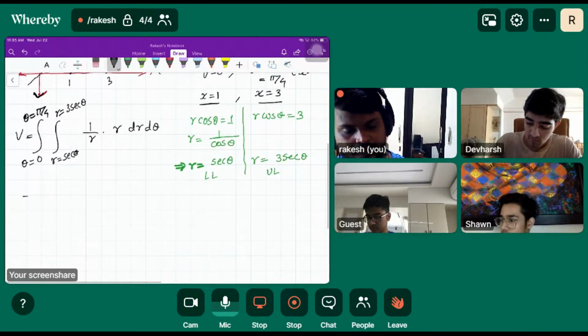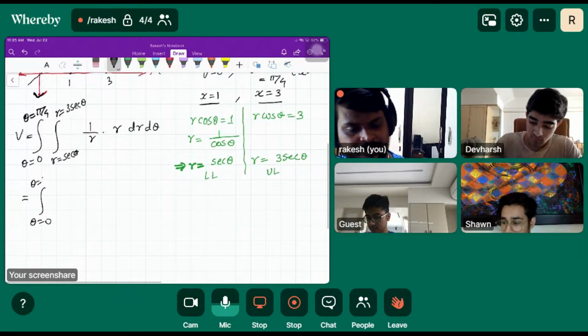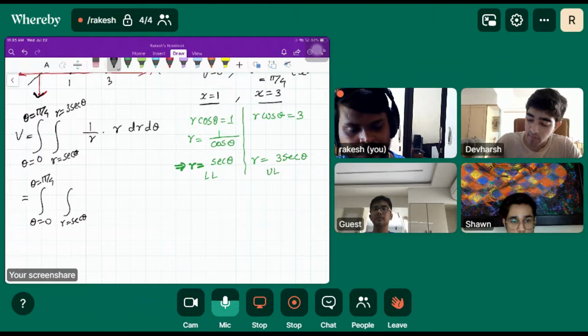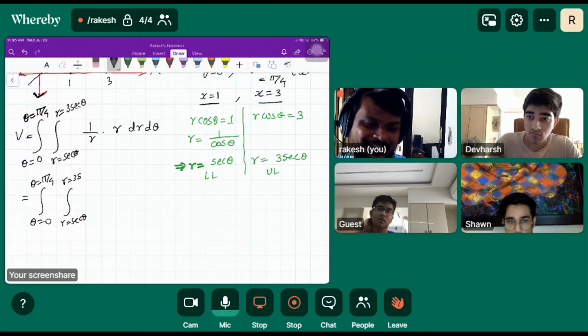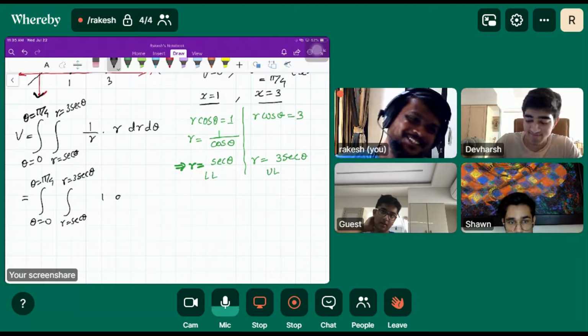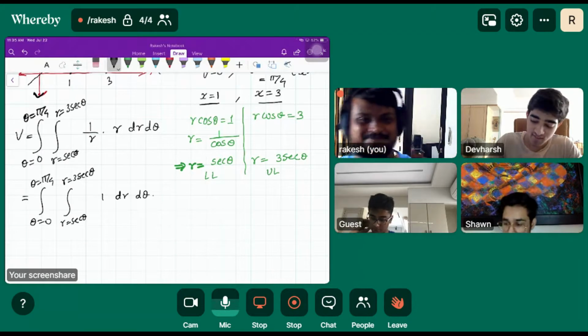Okay, so I can simplify this. It's very simple. Can we cancel r? Yes, we can cancel. So we'll have 1 dr d theta, right? Okay, please complete this.